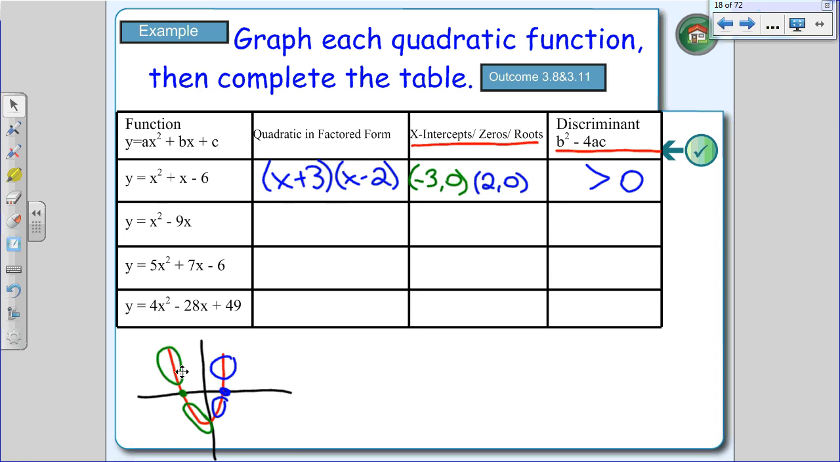Exactly. No, it means the y-intercept would be 0. So it would be right at 0, 0.